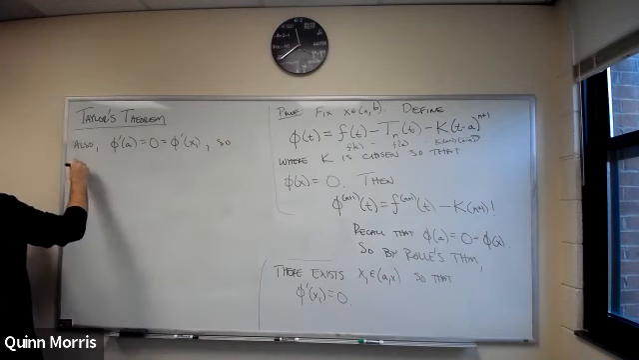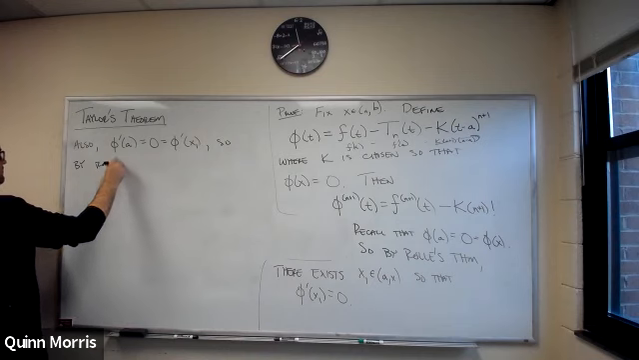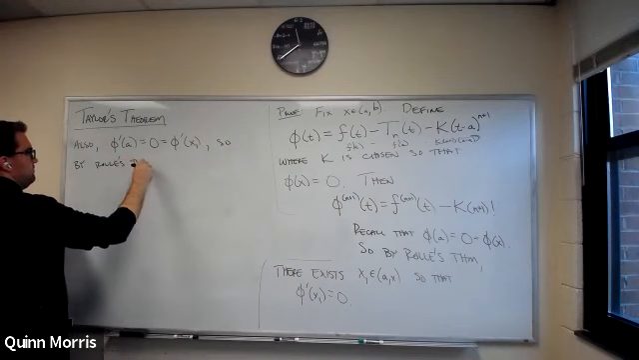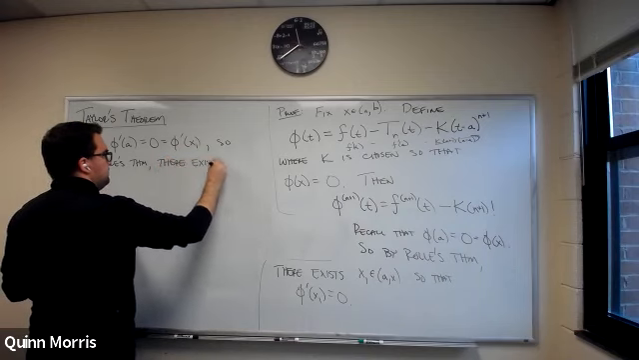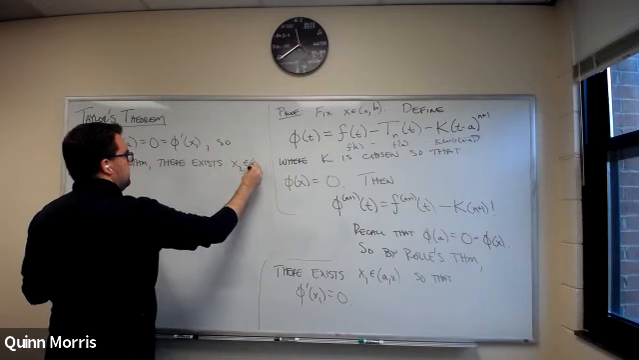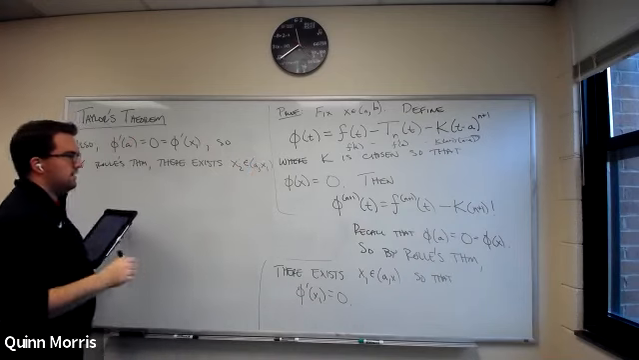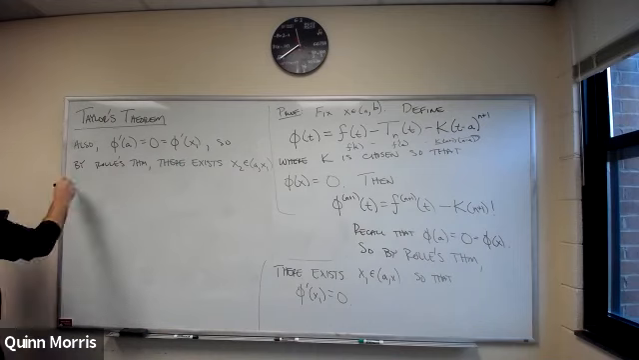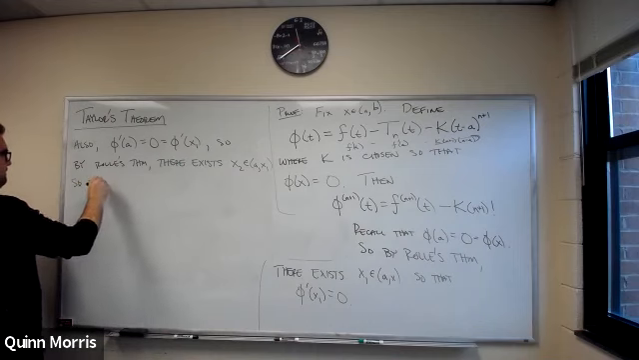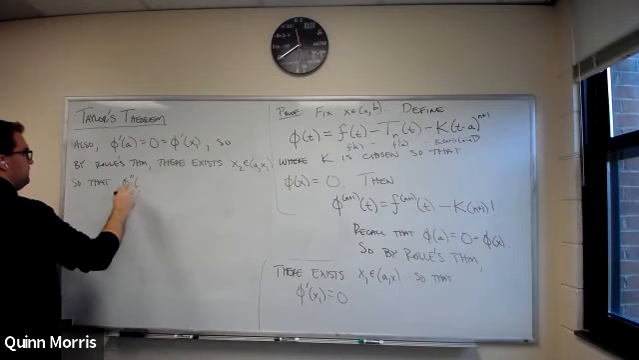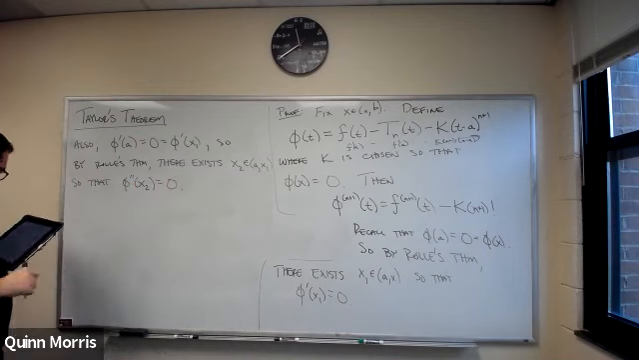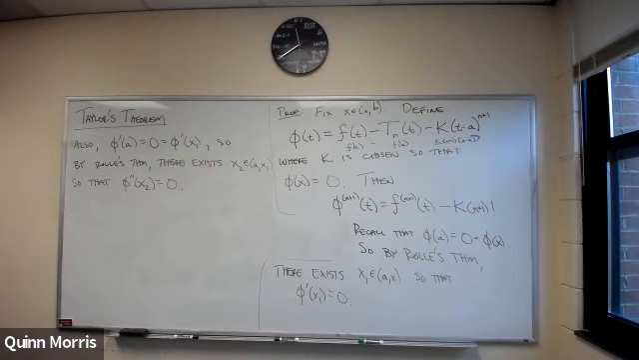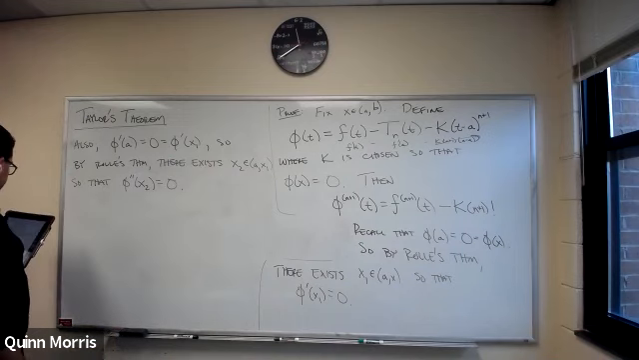So by Rolle's theorem, there exists an x2 in the interval a, x1, so that phi double prime of x2 is equal to 0. Okay, now you're maybe starting to notice I can sort of generalize this.